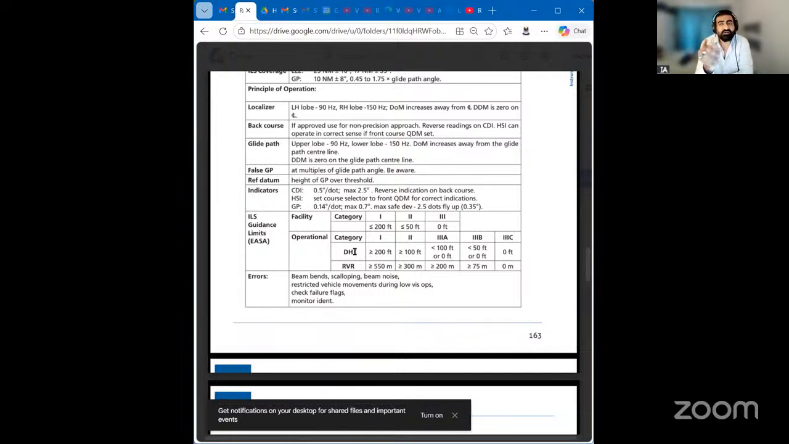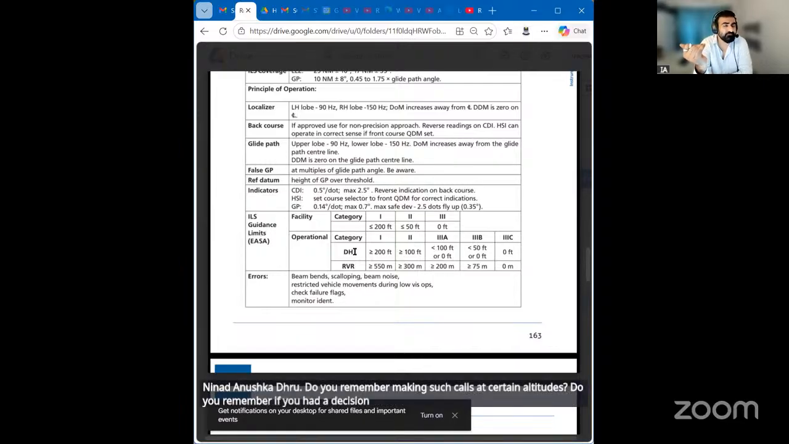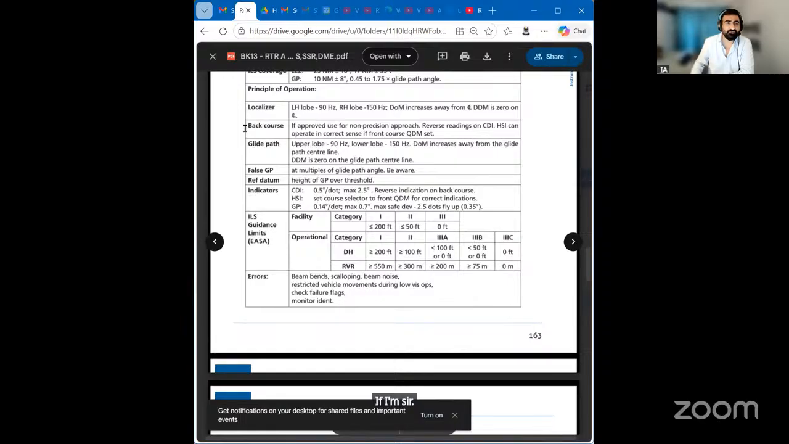Ninad, Anushka, Dhruv, do you remember making such calls at certain altitudes? Do you remember if you had a decision height to maintain? Affirm, sir. What was it usually? Usually it would be, I think, around 100, 150 feet. And that is how close to the runway touchdown? That would be 4 nautical miles, on finals, basically.